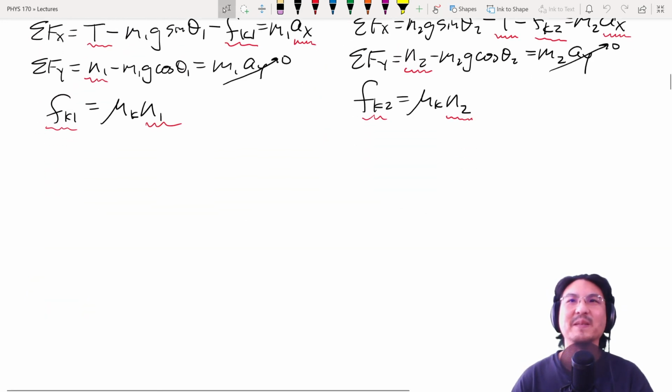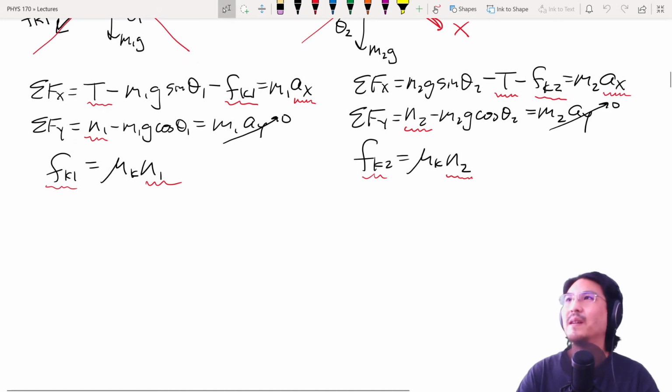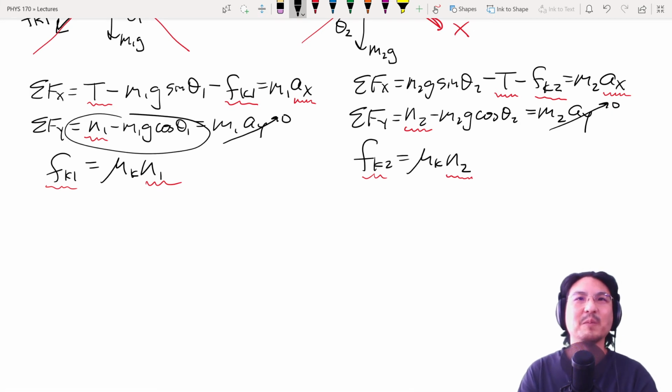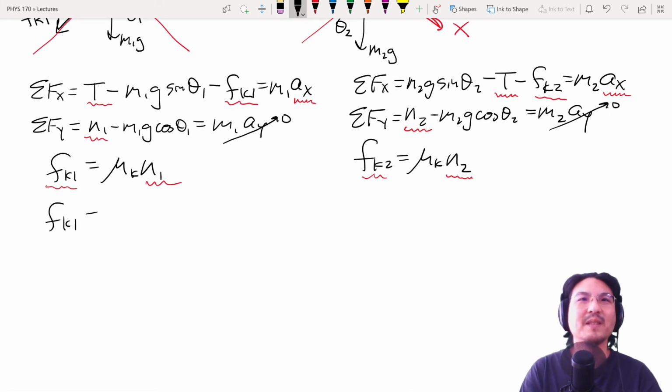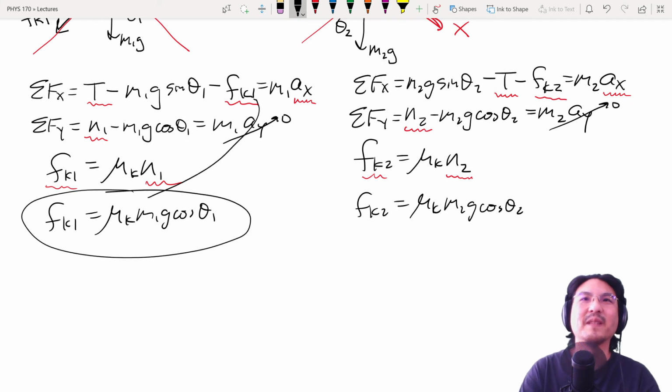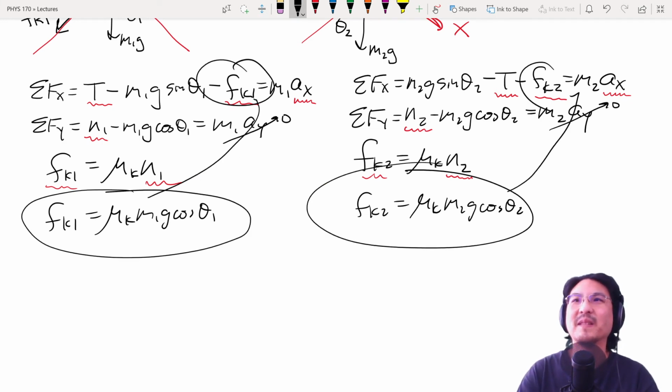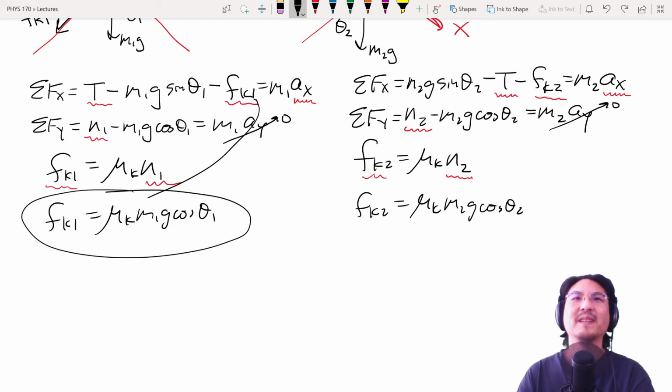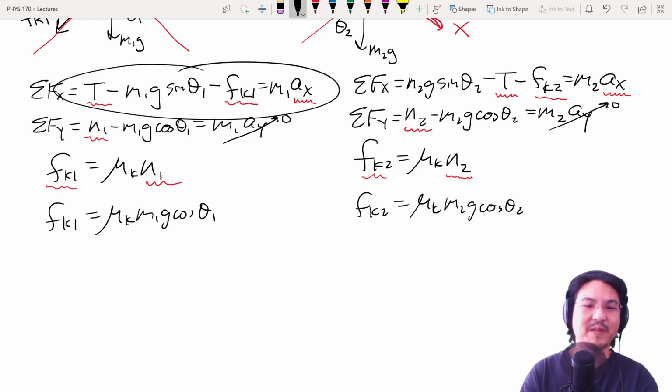Okay, so let me write down what I'm saying. So here, n1 equals m1g cosine theta 1. So friction mu k n1, which is this. Same here, mu k n2, but n2 is m2g cosine theta 2. And then we can take this and put it here. Take this and put it here. So let me do that. So I'm going to write this equation right now.